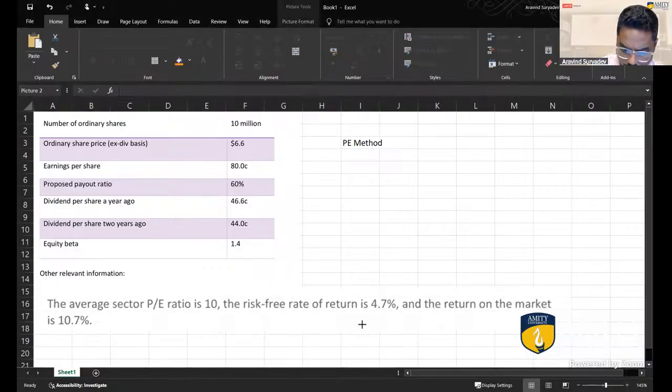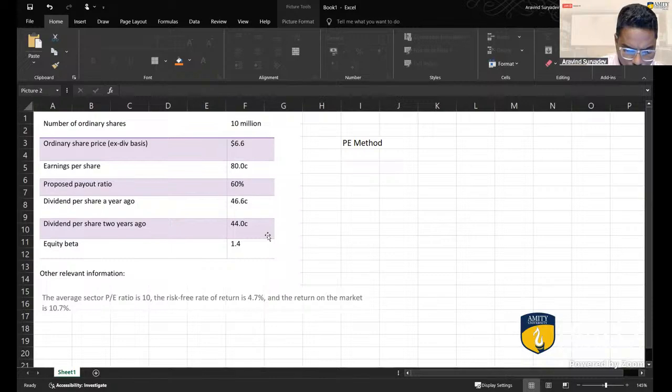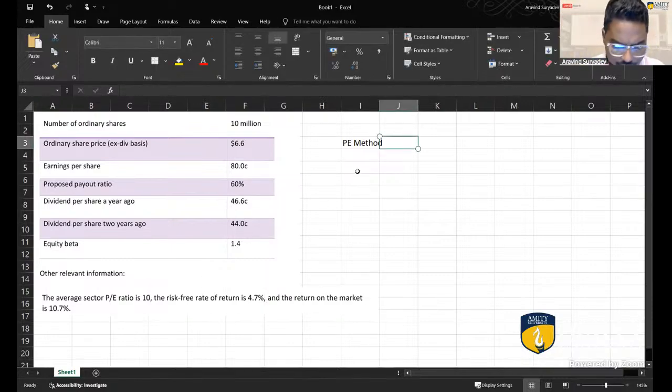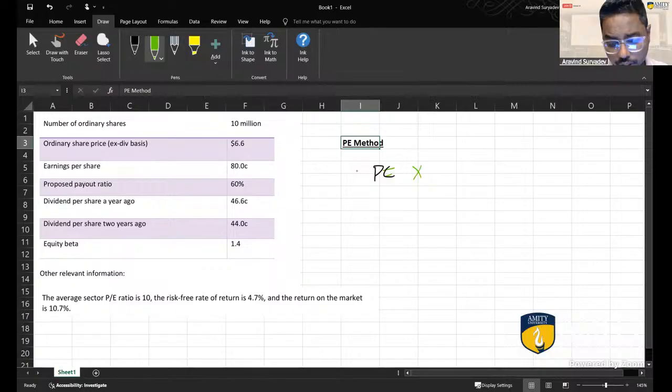This is what I am talking about. Yes, the average PE ratio is 10. The risk-free rate of return is 4.7% and all of that. Okay, if I'm using the PE method, this formula is very simple, guys. Take the PE ratio, the proxy PE ratio, multiply it.